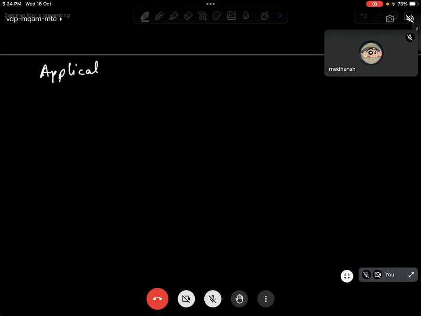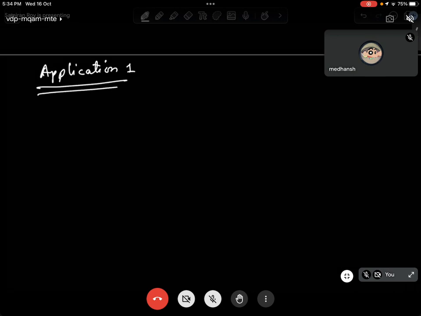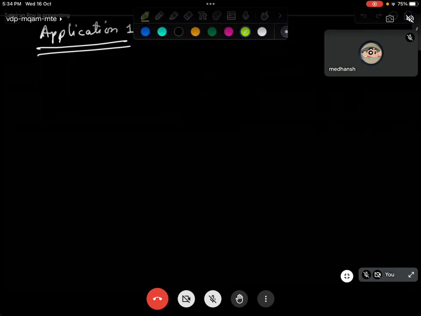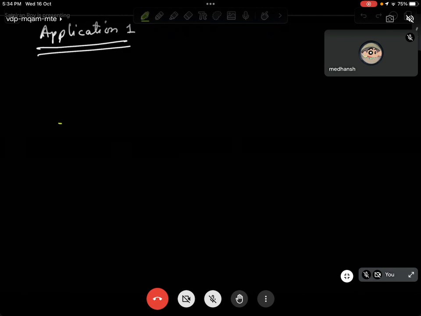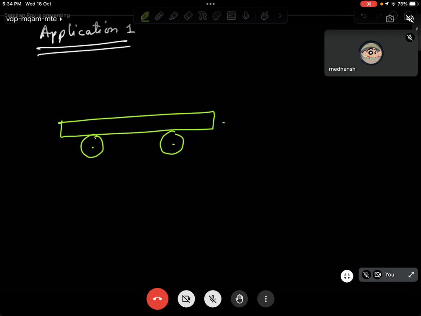Application 1. So what is application 1? Application 1 is, suppose there is a cart. This cart is moving with V0 initially.